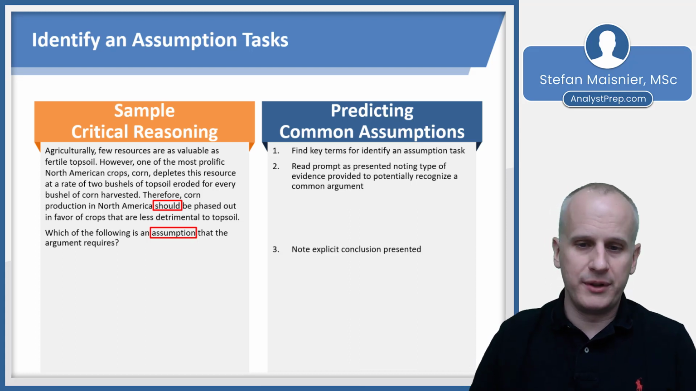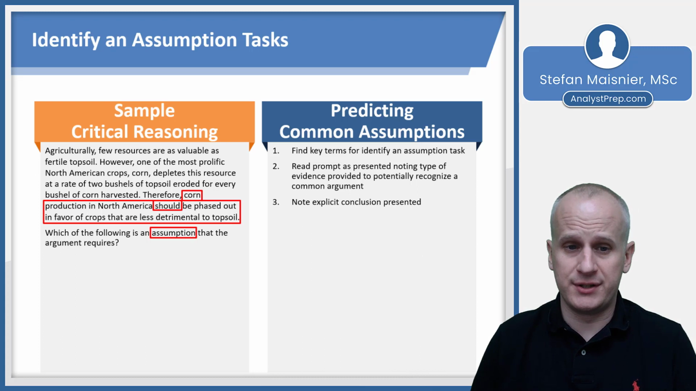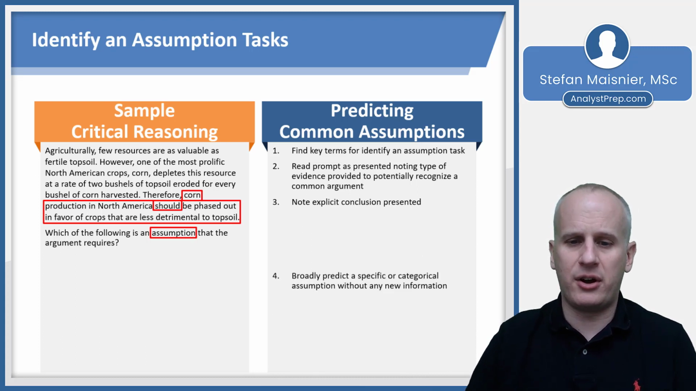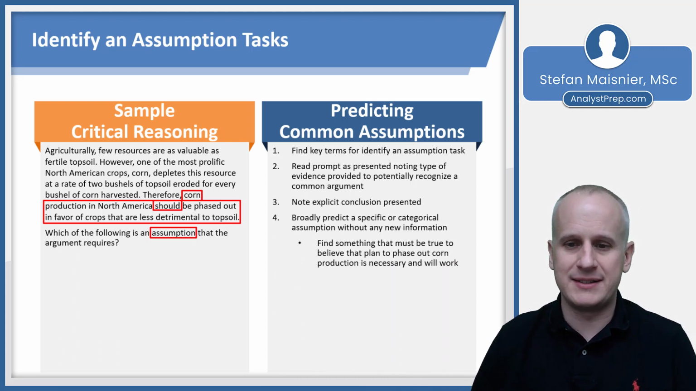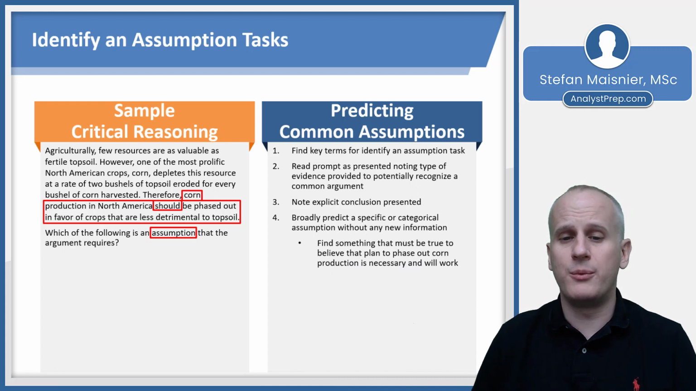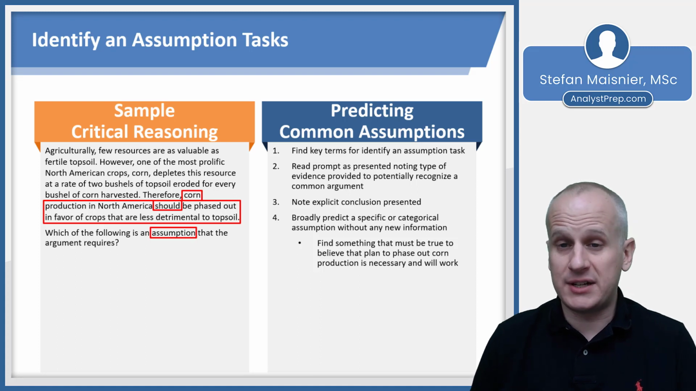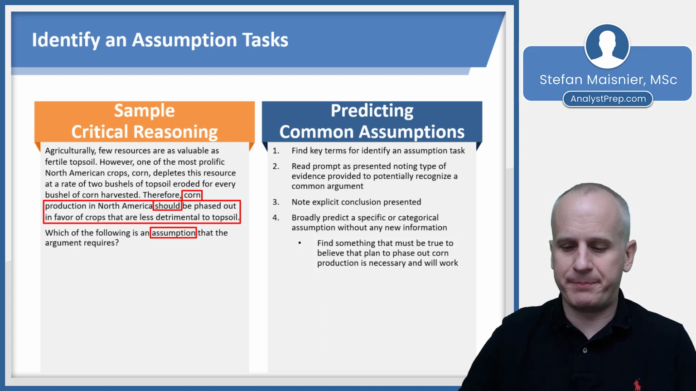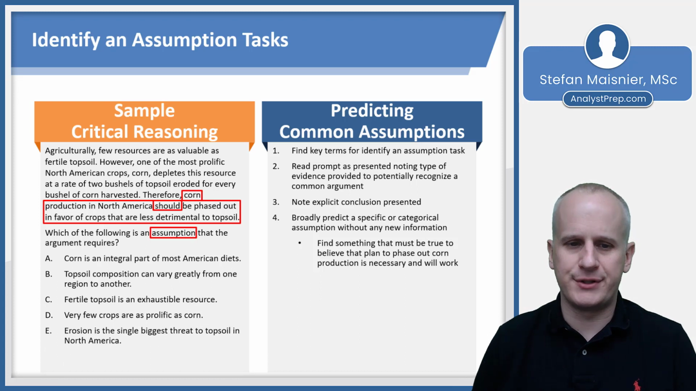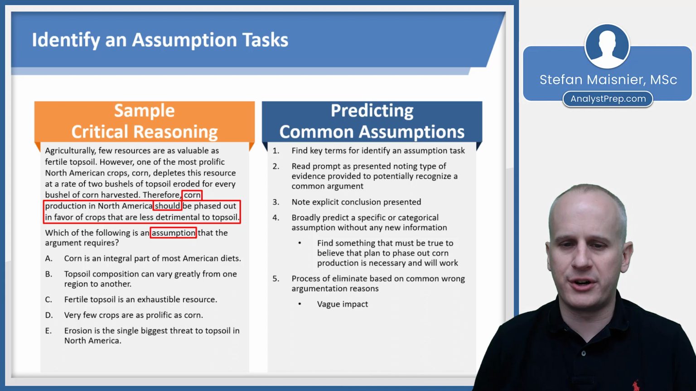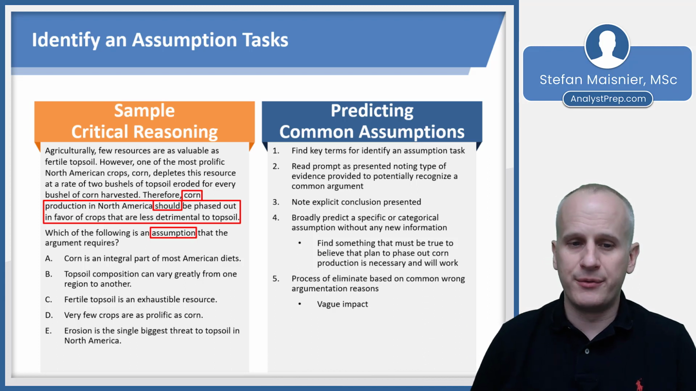So we, of course, have the conclusion already, which is the plan that's being offered. And our stock assumption for all plans is that it's going to work. So we need to find something more specific that must be true to believe that the plan to phase out corn production is necessary and will work to basically save the topsoil, as articulated by the argument. So we introduce the answer choices. And as always, we'll work through the process of elimination using our common wrong reasons, starting with vague impacts.